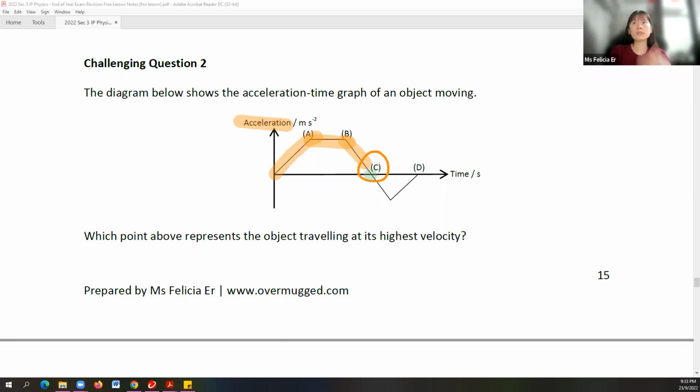Then only when you pass this green color spot, only when you are here, then you are decelerating. So that means you accelerate until the green one, then you change to deceleration. That means your highest speed should be right before you decelerate. That's why the answer is C.